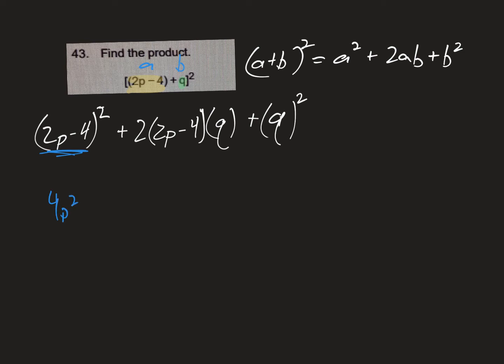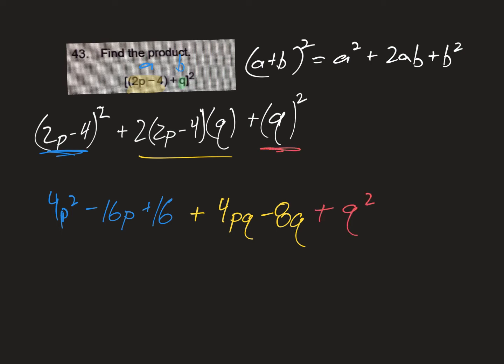4p squared minus 16p plus 16. Then the middle term here, we can distribute out each piece, and we should get this: plus 4pq minus 8q. And then, of course, my final term at the end, plus q squared. So this form that we have, the blue, yellow, red writing, is actually fine as our final answer.